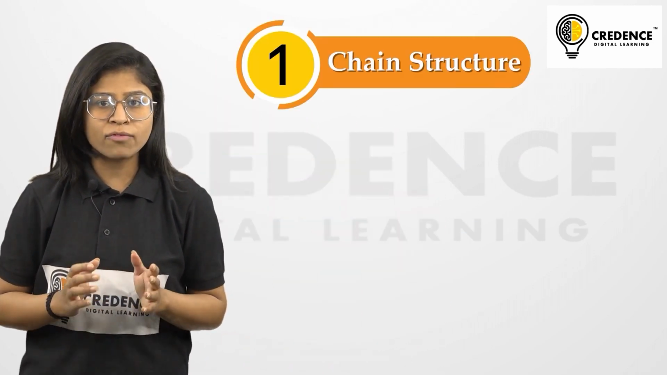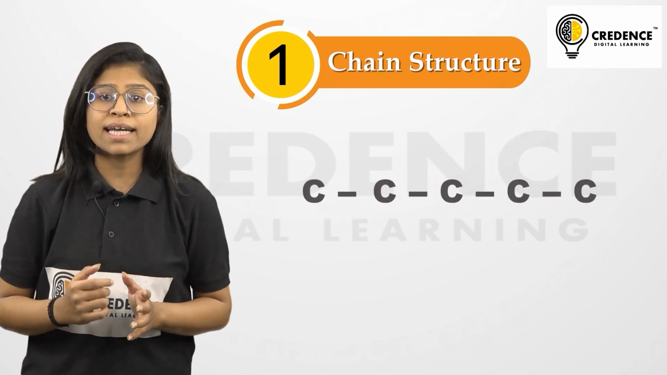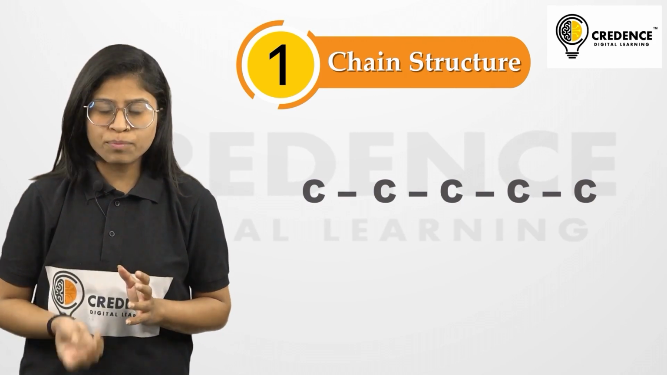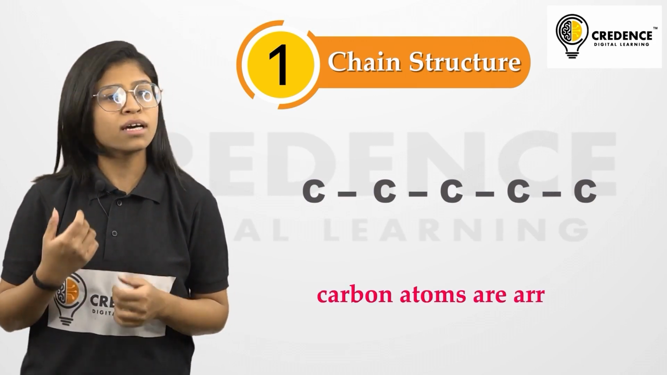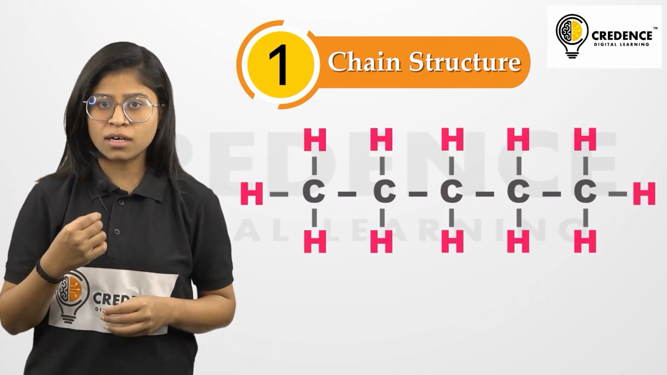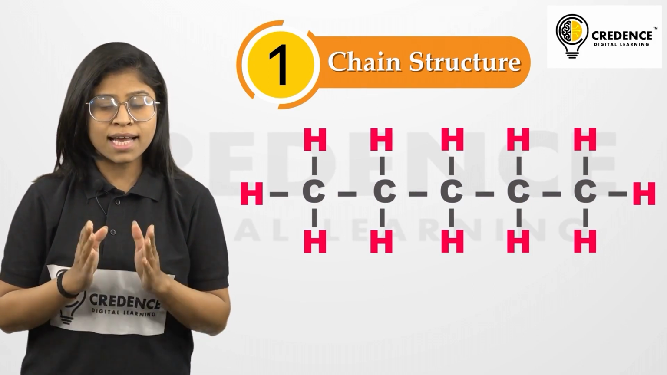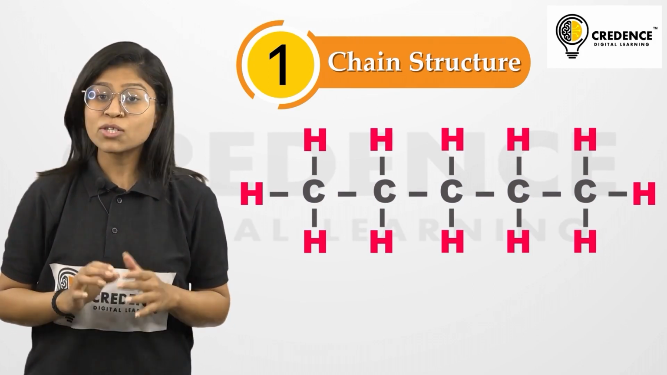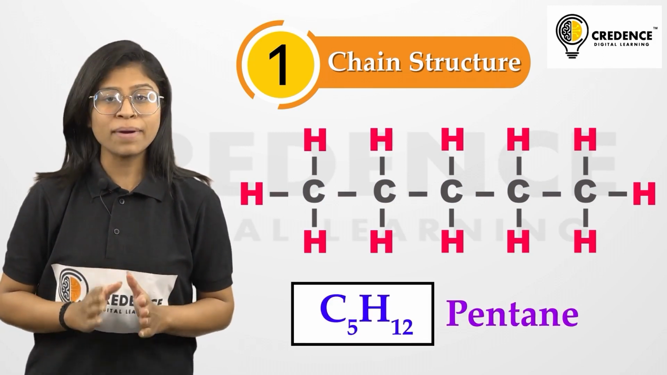Here you can see that I have taken 5 carbon atoms which are arranged in a line. The property of the chain structure is that the atoms are arranged in a single line, right? And we have hydrogen atoms attached with a single bond to all the carbon atoms. Here, as I have taken 5 carbon atoms, the formula we get is C5H12, which is of pentane.